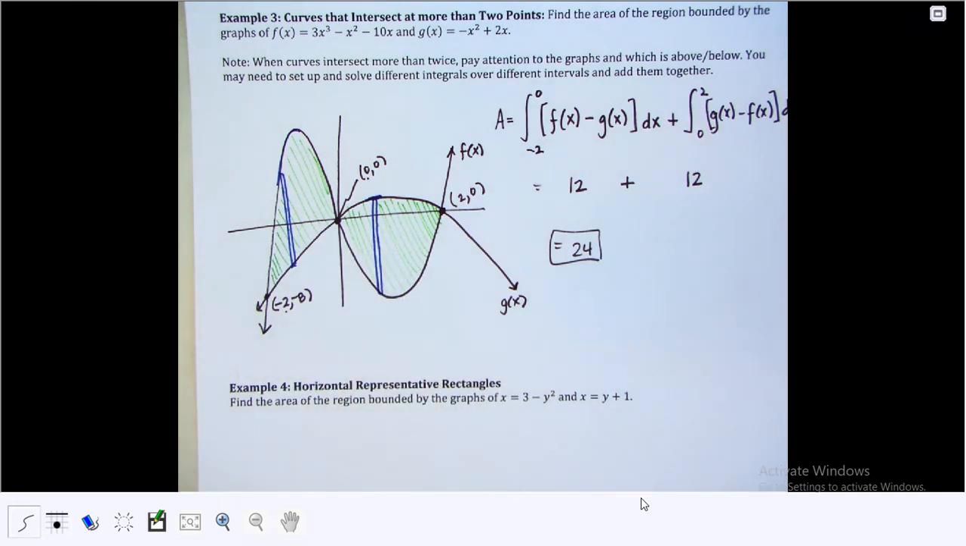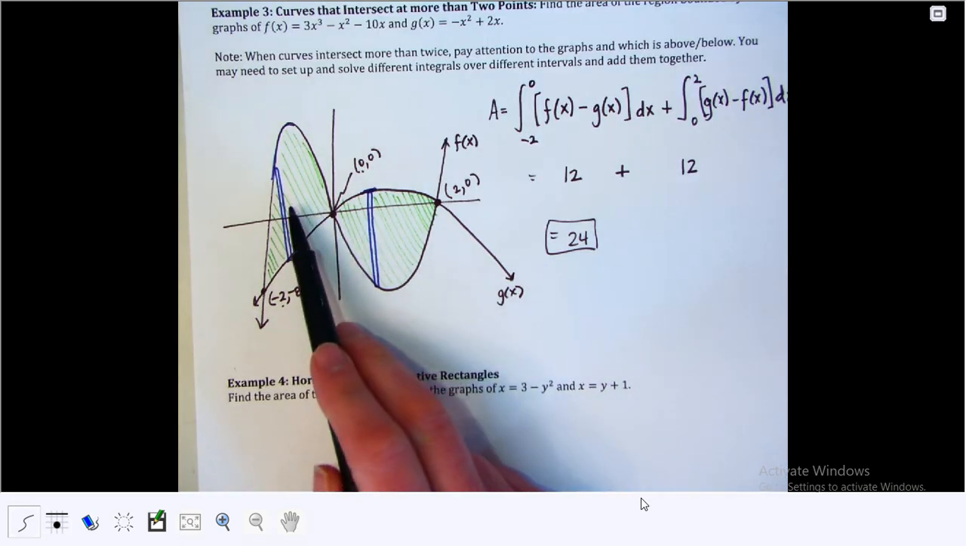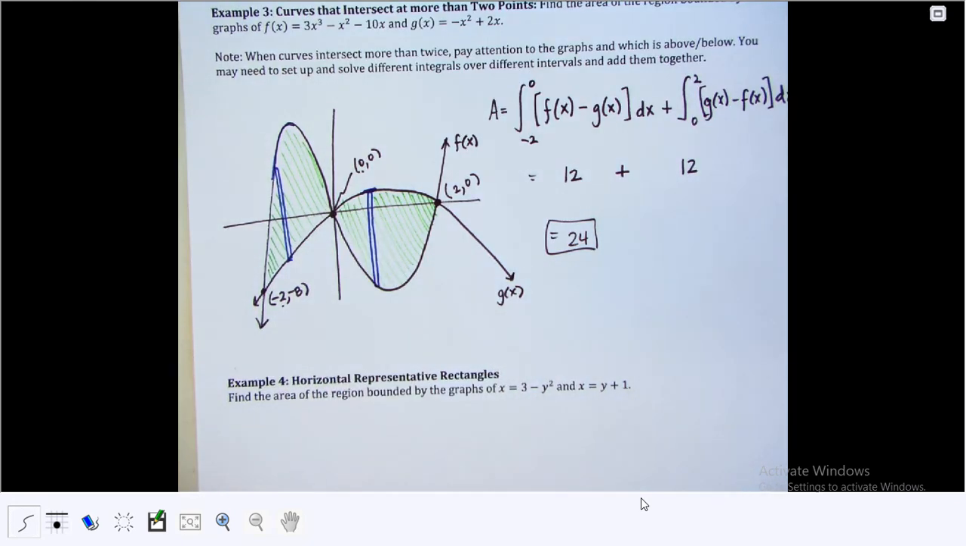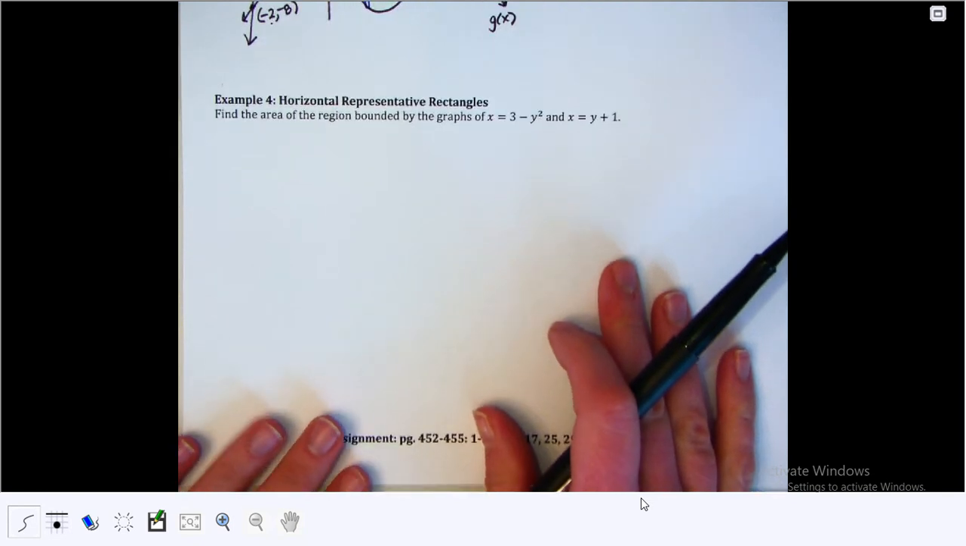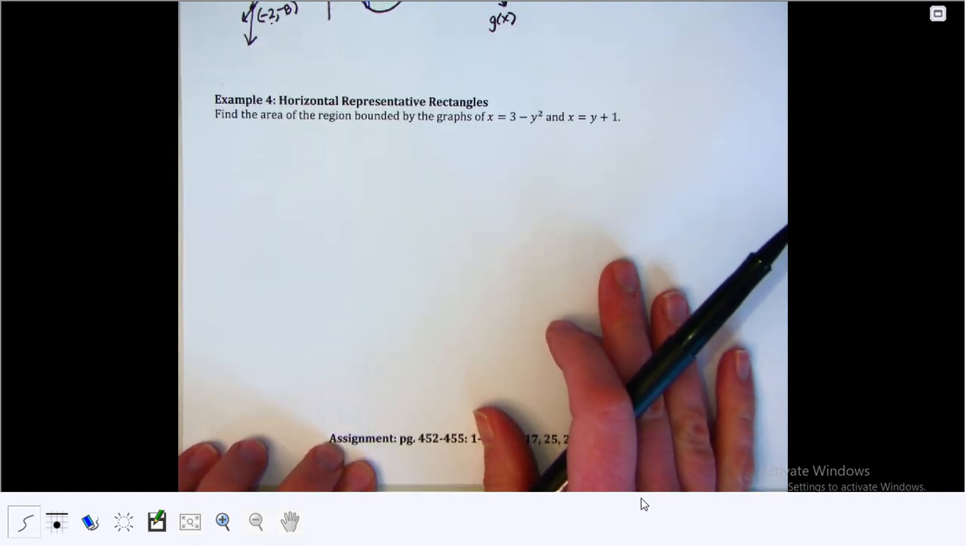Occasionally, you might run into a problem as well that is maybe written in x's, but if you convert it over, it might save you the trouble of breaking into multiple parts or something like that. So make sure you work through the homework because you'll run into some like that. But let's try one together real quick. Find the area of the region bounded by the graphs.